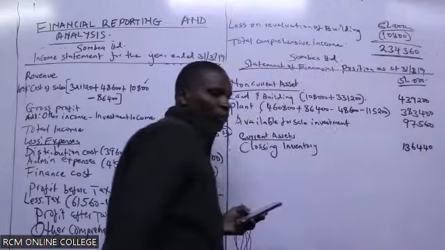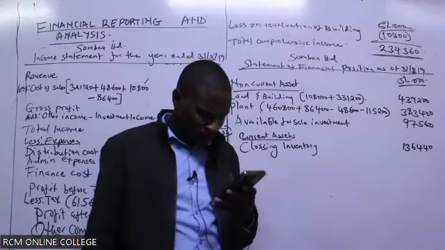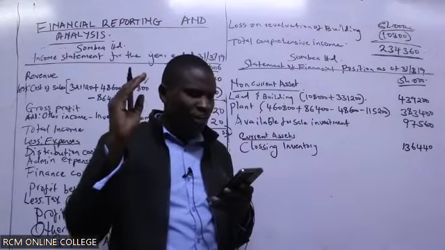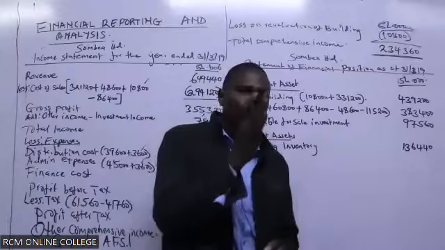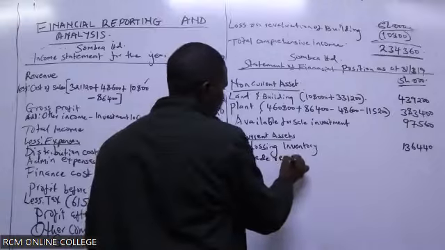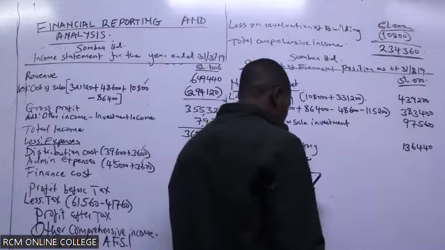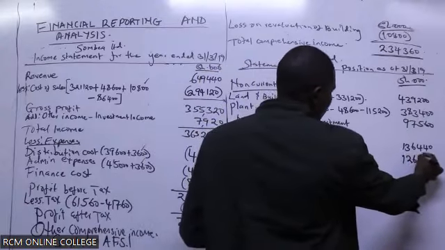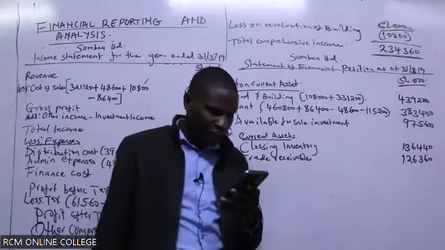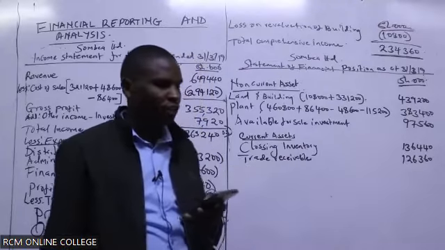Then you check whether you have receivables. We have trade receivables just below the income tax liability, and we know this is an asset, so it should be on the debit side. Trade receivable darasa ni ngapi? 126,360. Then we move and check whether we had cash. Watu hawakuwa na cash. They did not have any cash.